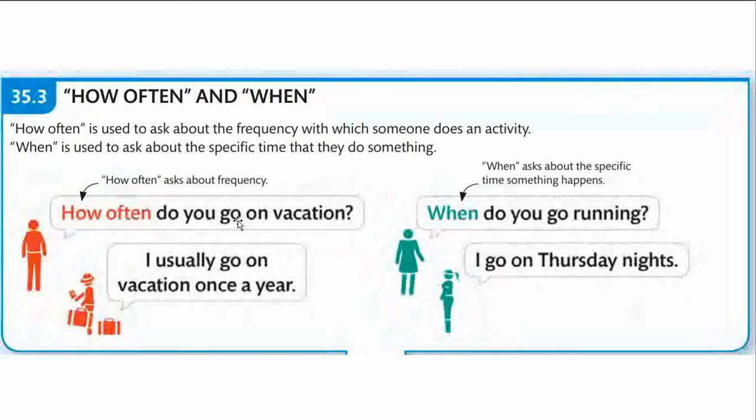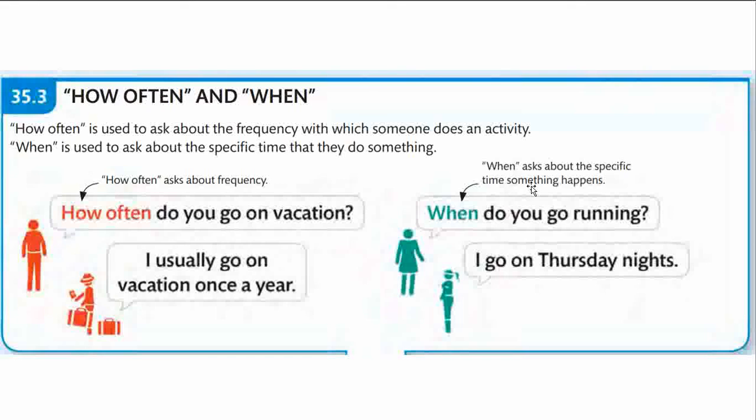How often do you go on vacation? How often? It is asked about frequency. The reply is, I usually go on vacation once a year, or I usually go on vacation twice a year, once in summer and once in winter. How often?